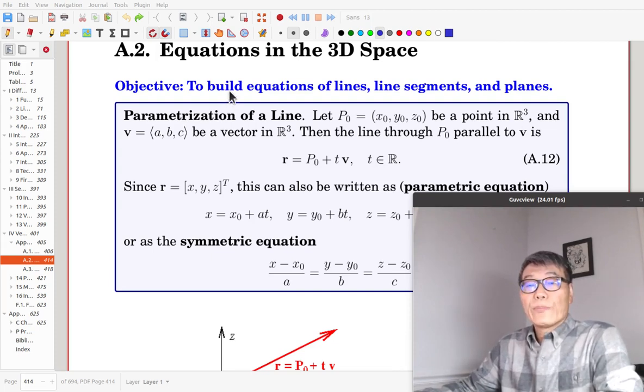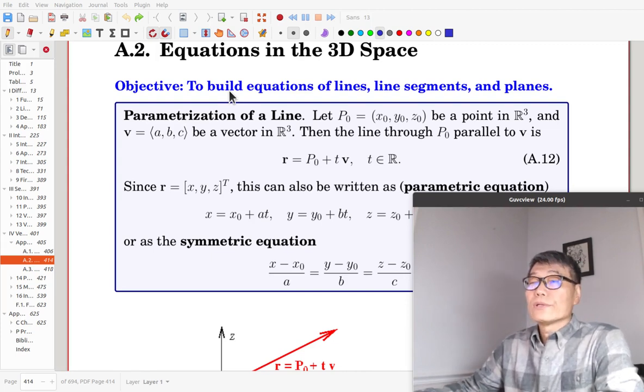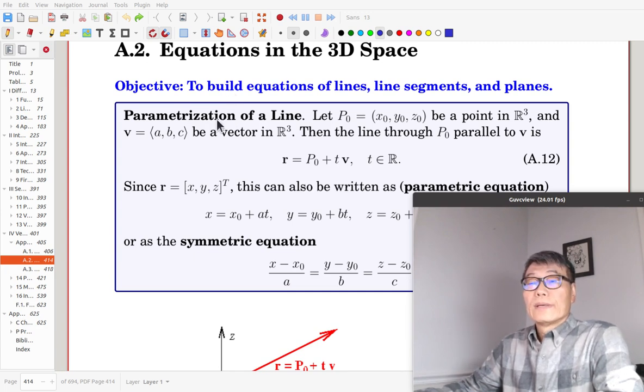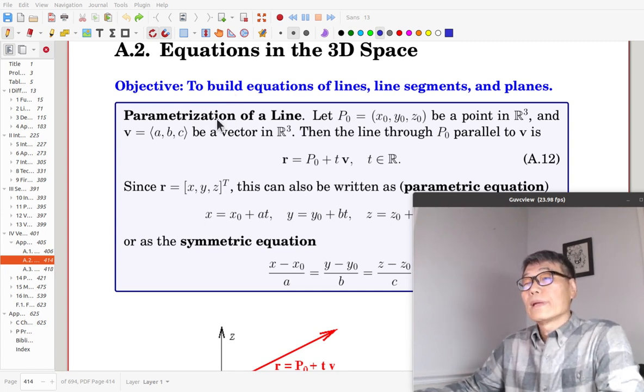Section 8.2, equations in the three-dimensional space. In this section, we'll try to build equations of lines, line segments, and planes. Let's begin with lines.